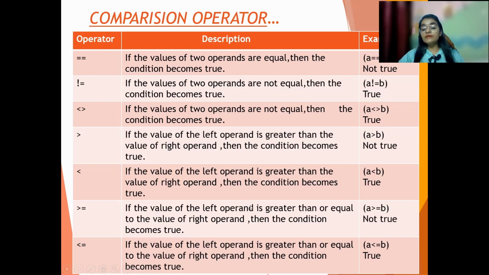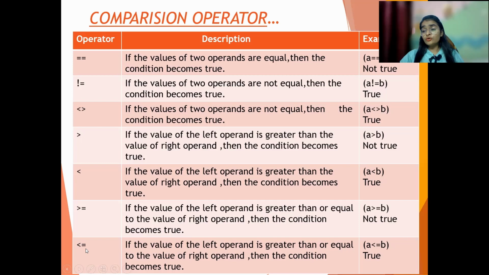If the value of the left operand is greater than or equal to the value of the right operand, then the condition becomes true. So it becomes true only if A is greater than or equal to B, right? Like if we say that 6 is greater than or equal to 6, it will give us the value true. But if I say that 5 is greater than or equal to 6, then it will give us the value false. Then again, we have the less than or equal to operator, right?